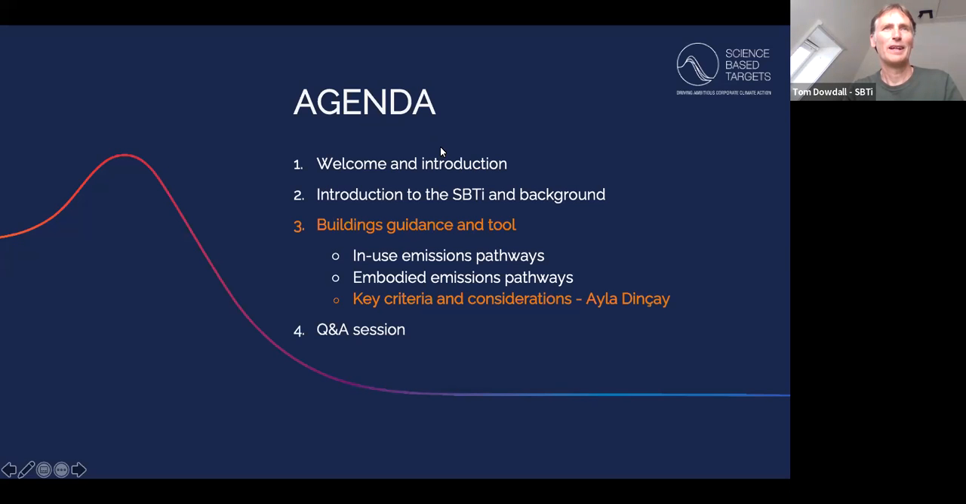While people are filling that in, next up on the agenda, Isla is going to talk about the key criteria and considerations for the buildings pathway. Is it possible to show the result of that question before we move on?